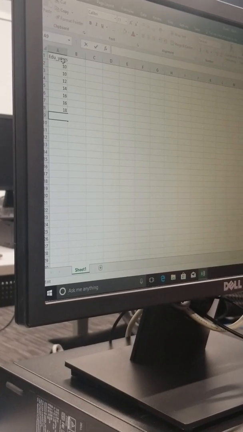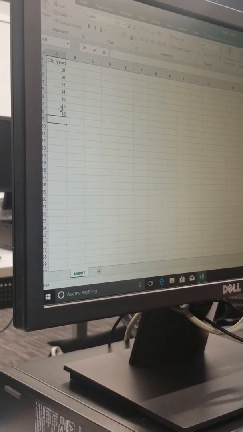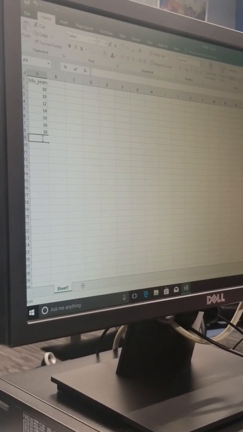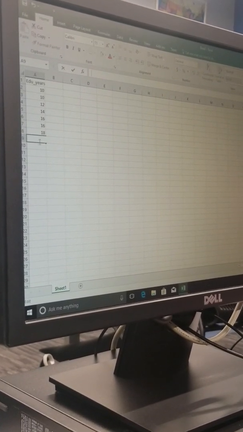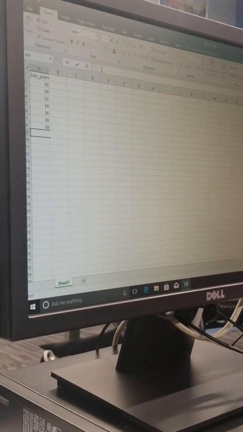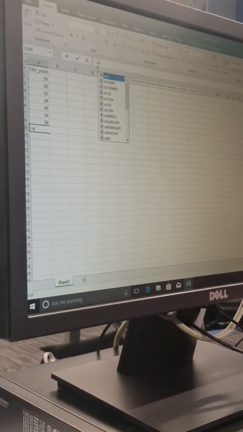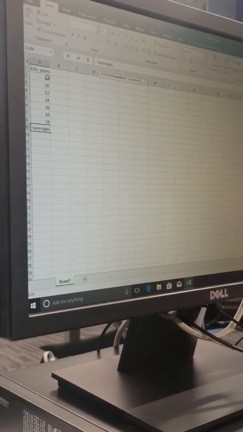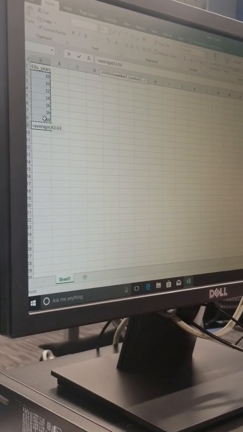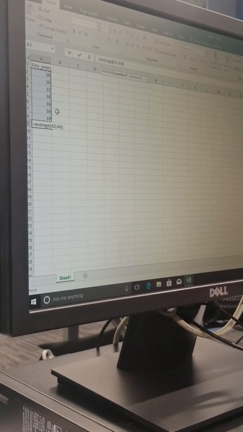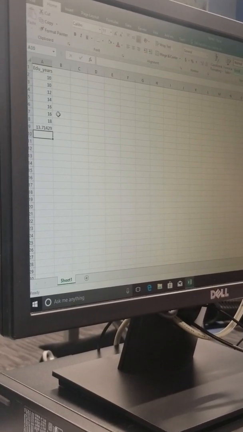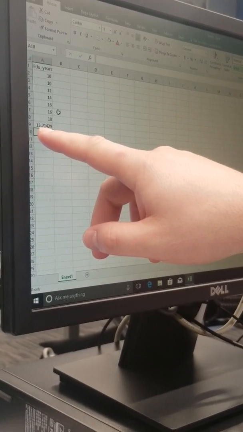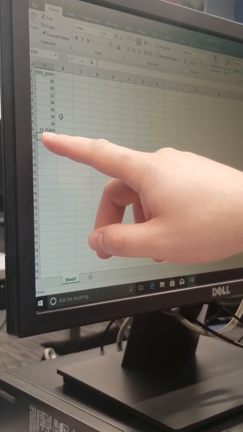All right, so we have our years of education here. We need to find our mean years of education first. So we go to this cell, equals average, parenthesis. Then we can highlight all our years of education, close it, hit enter. Our average number of education years is 13.71.